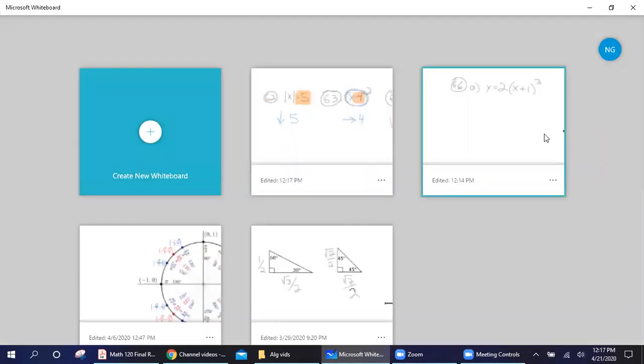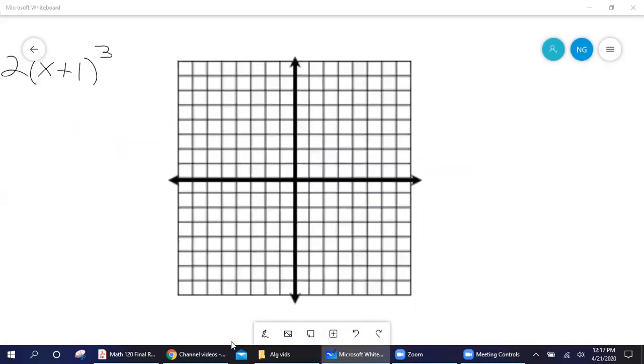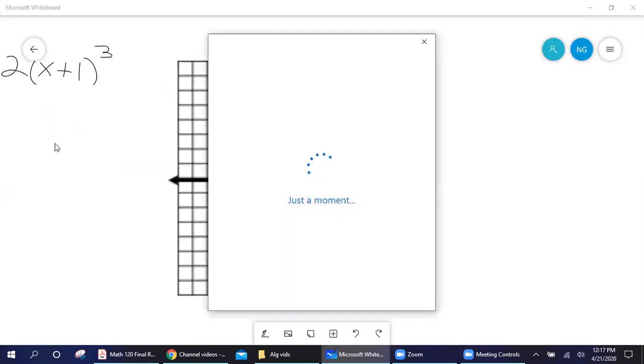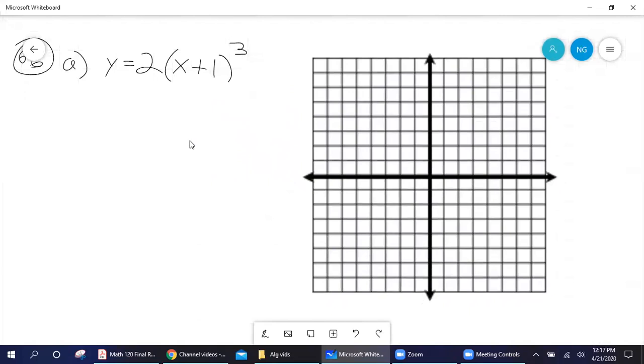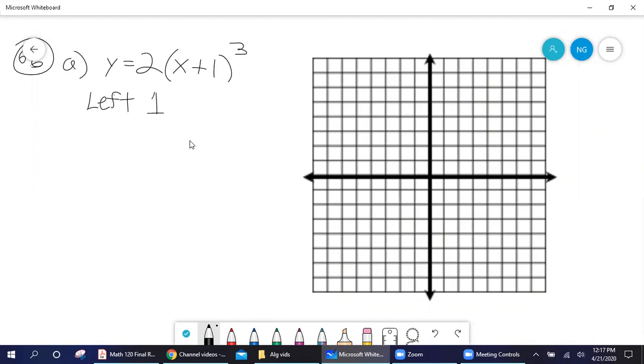For number 66, now we're actually graphing these. I like to always list what's happening. The +1 inside there with the x is going to move this to the left 1. Multiplying the function by 2 is going to vertically stretch by 2.